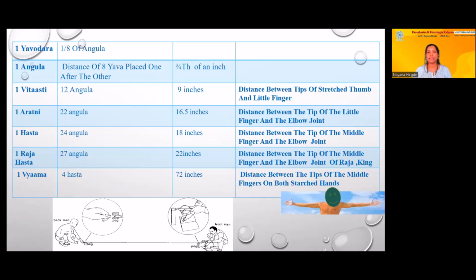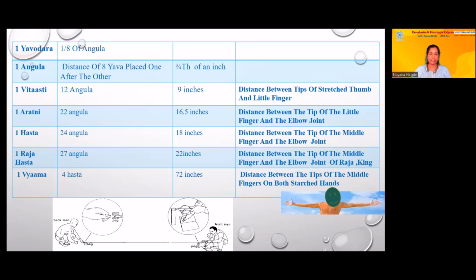One Vitasti is equal to 12 Angula. The metric equivalent is 9 inches. In the distance also they have defined what is Vitasti. That is the distance between the tips of the stretched thumb and little finger. This is Vitasti. Vitasti is 12 angula, 9 inches.